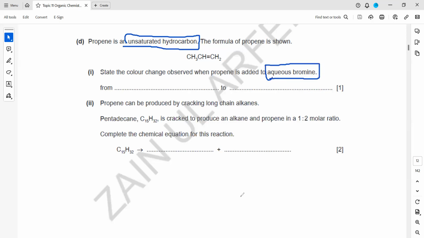This bromine is actually a test to check the presence of a double bond. So if there's a double bond in the compound, aqueous bromine, which is orange in color, will turn colorless because of the double bond. As the reaction happens, it will go from orange to colorless.